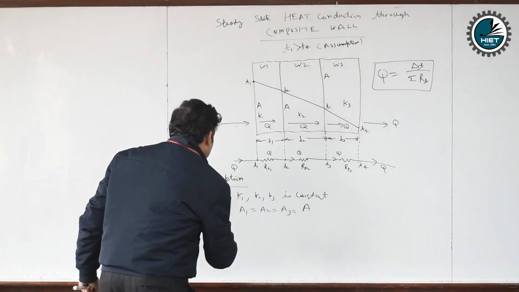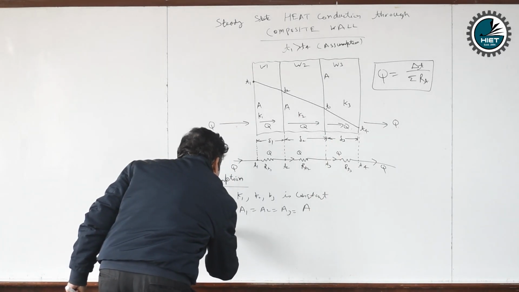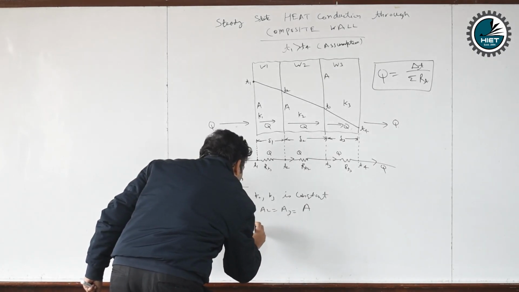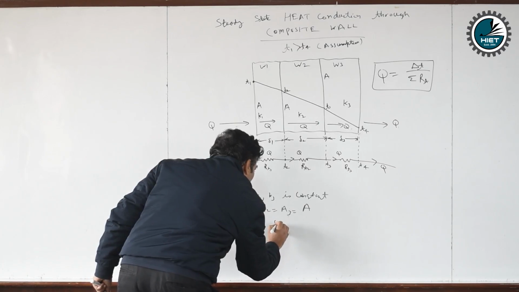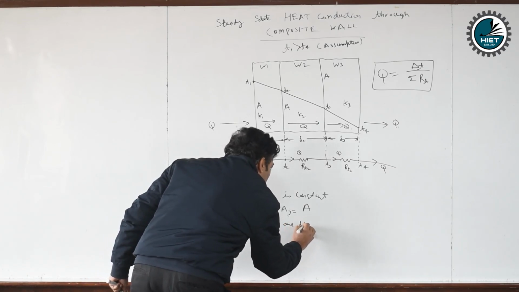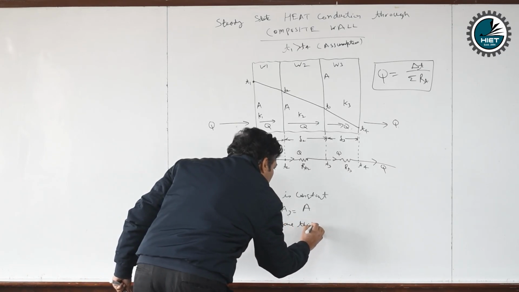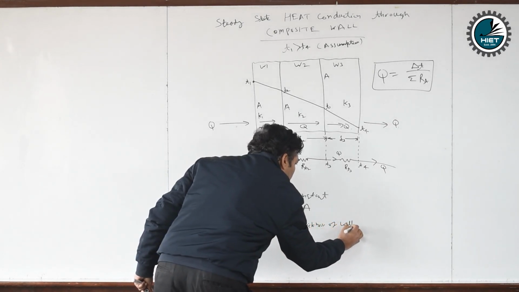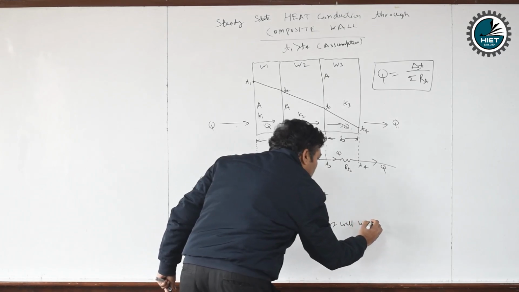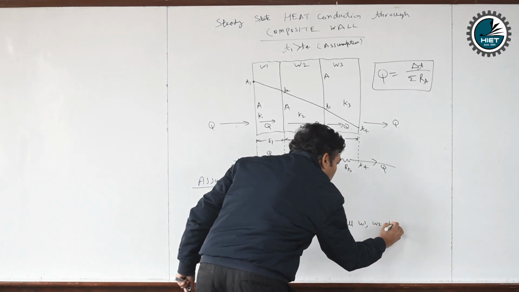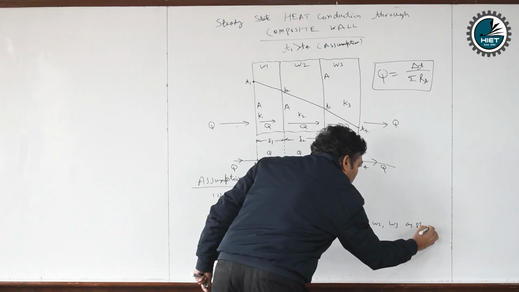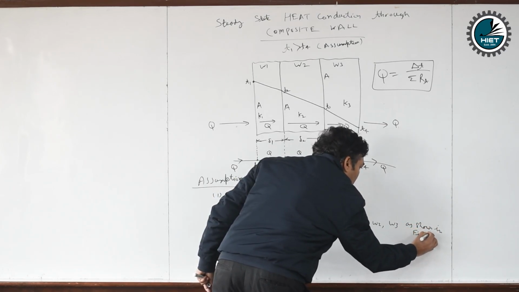Next, del 1, del 2, del 3 are the thicknesses of walls W1, W2, W3 as shown in this figure.